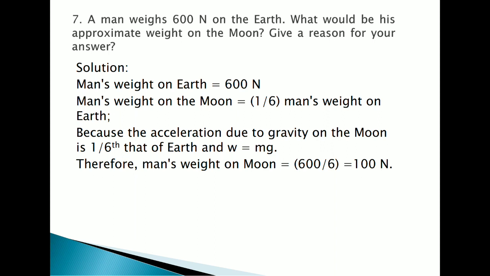Whatever weight we are having over here, if we move to the moon, our weight will reduce to 1/6. Similarly, a man's weight of 600 has been given on earth. This man is moving to the moon, so his weight will reduce to 1/6. So it will be 600 upon 6. So we'll be getting 100 Newton.